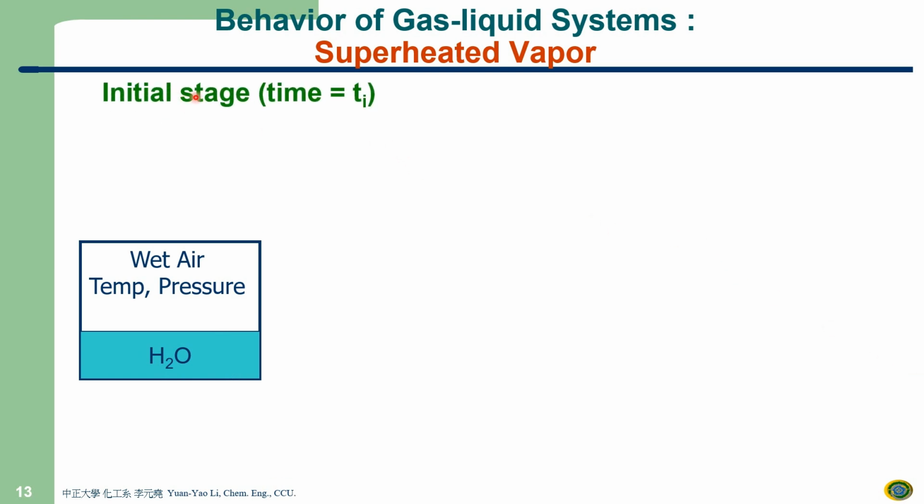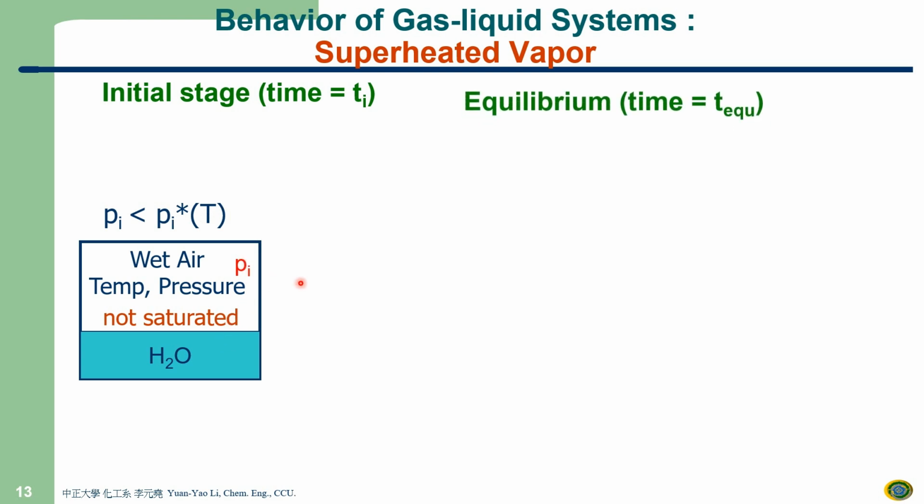And then in the initial stage, the time equals Ti. Ti stands for initial, okay? So it's not saturated. So you start to pour water into this system, and of course water will be vaporized, right? You have a Pi, and Pi is less than Pi star. Pi star is a function of temperature, of course. But it hasn't reached equilibrium because the Pi will keep on increasing, right? Until it reaches equilibrium.